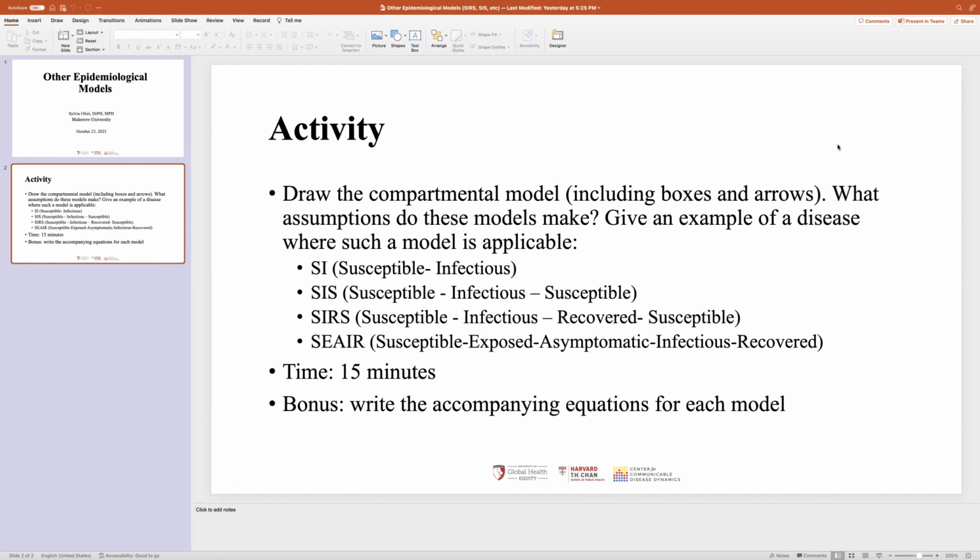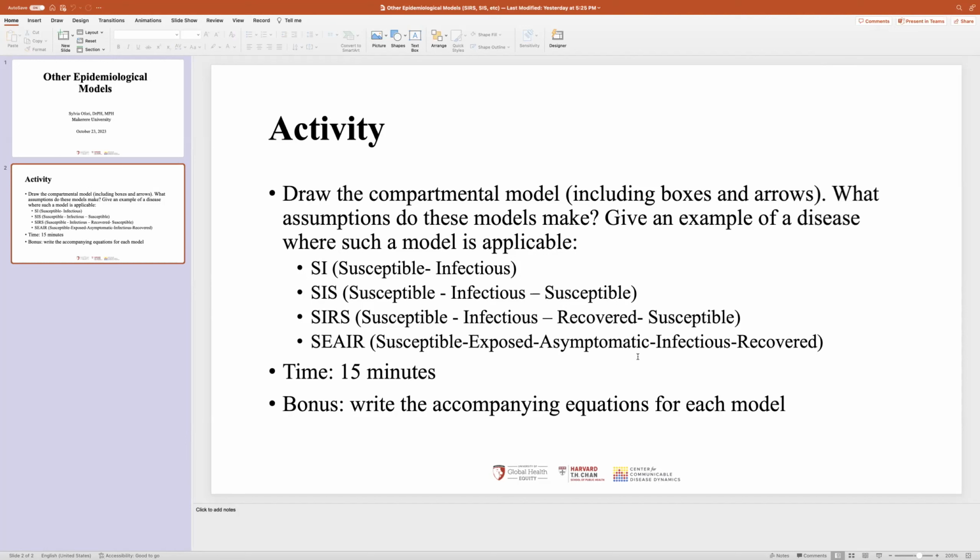Yeah, I think I asked that about the asymptomatic individuals. Maybe I can just say something also about the same. We can have 5 compartments.